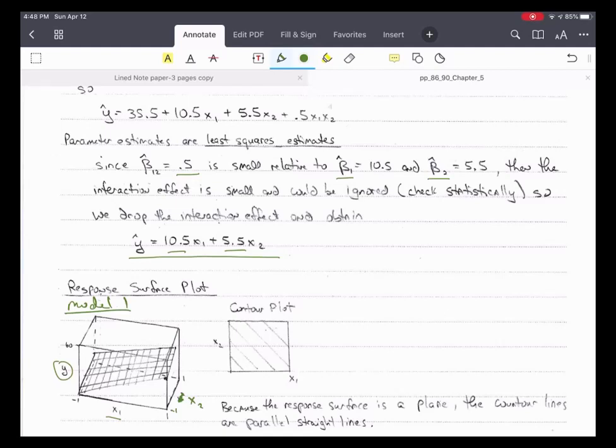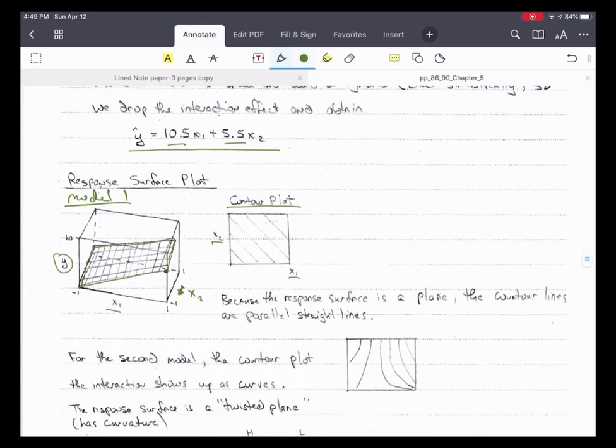And so looking at our values, we've plotted this response surface in here, and it's basically a plane, a flat plane. And because it's a flat plane, if we took a contour plot, x1 here and x2 here, then we'd have straight lines for our contour plot. And they're parallel lines, okay?